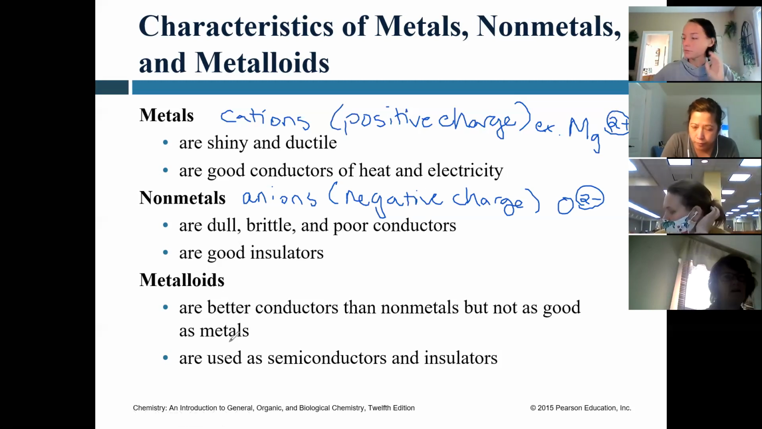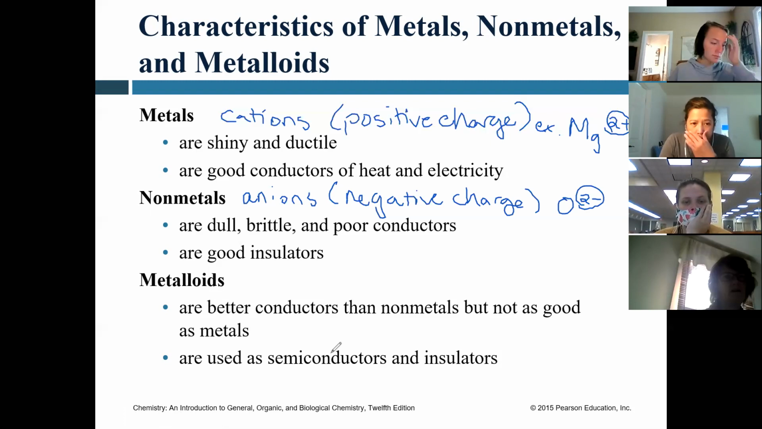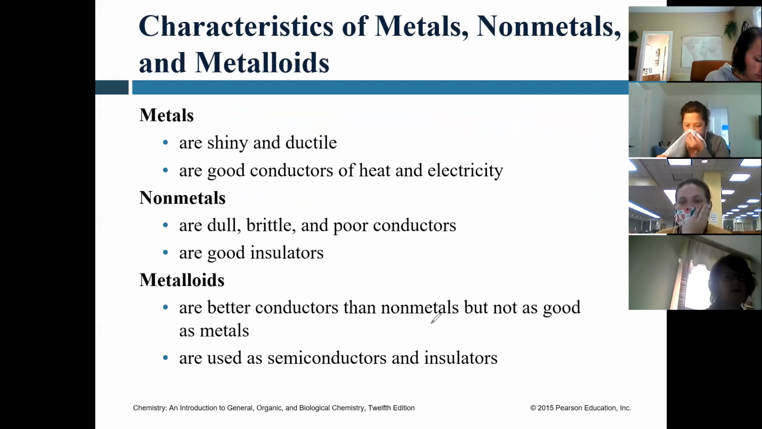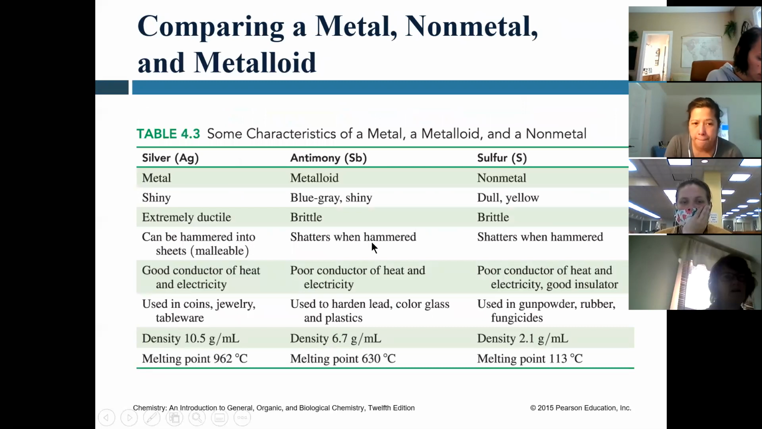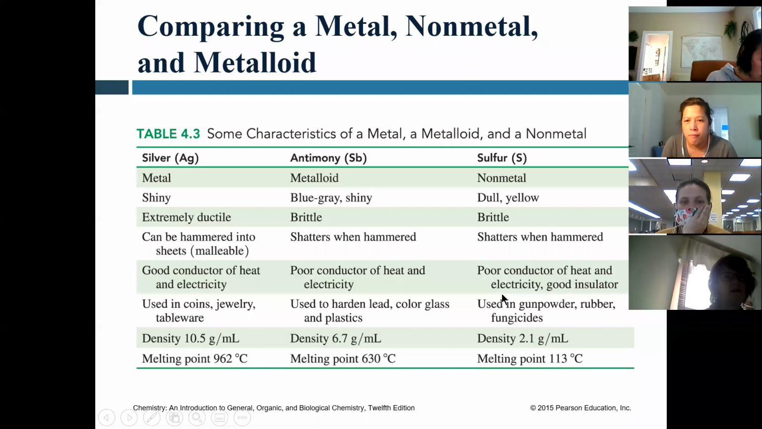Then we have our metalloids. They're better conductors than non-metals, but not as good as metals. But you can use them as semiconductors and insulators, and it's really useful that you can sort of flip on and flip off their conductibility, so you can use it on a circuit board. All right, so here is a metal, silver, here's a metalloid, and here's a non-metal, and just some of their properties.